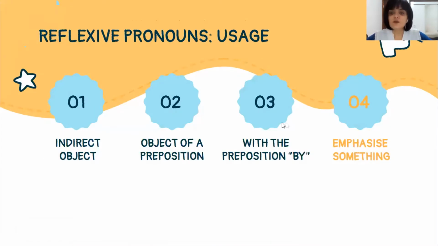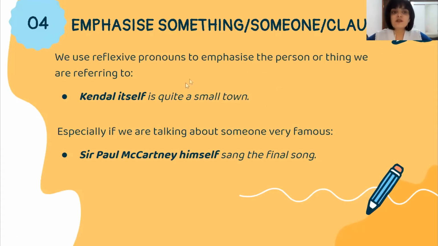Now, the fourth use, guys, to emphasize something. So we use the reflexive pronouns here to emphasize something, someone, or a clause because we are referring to it. So, as in the example, Kendall itself is quite a small town. Kendall aqui é uma cidade, certo? Então, o reflexive pronoun itself aqui, ele é utilizado para se referir especificamente a essa cidade, que é Kendall. Então, Kendall itself is a quite small town. Kendall é uma cidade pequenina.